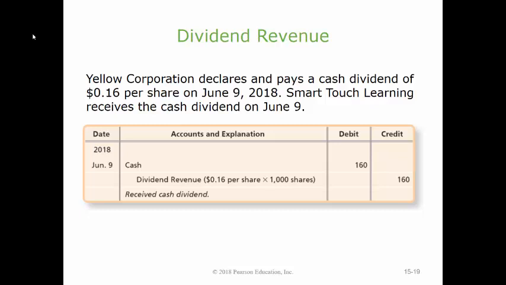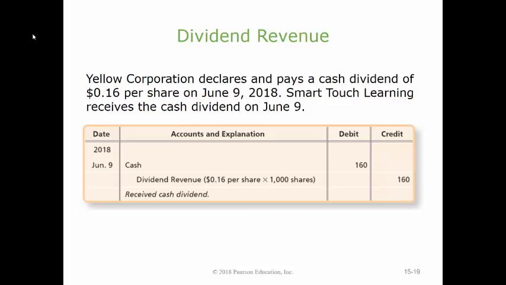They're going to debit cash. They're the ones receiving money in this case for 160, and they're going to list that as dividend revenue. And you can find that on common shares by taking the rate which was declared and ultimately paid, in this case 16 cents per share, and multiplying it by how many shares you own. So if they're getting 16 cents per share for the 1,000 shares that they own, they're going to receive 160 bucks. So we're going to credit dividend revenue for that 160 bucks in the journal entry to record this cash dividend.